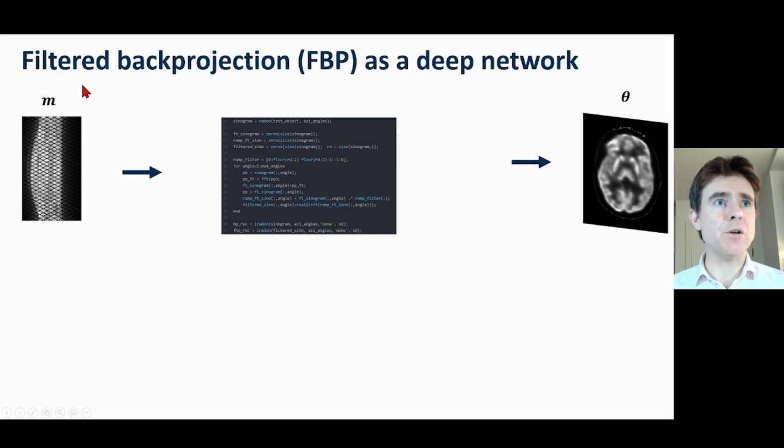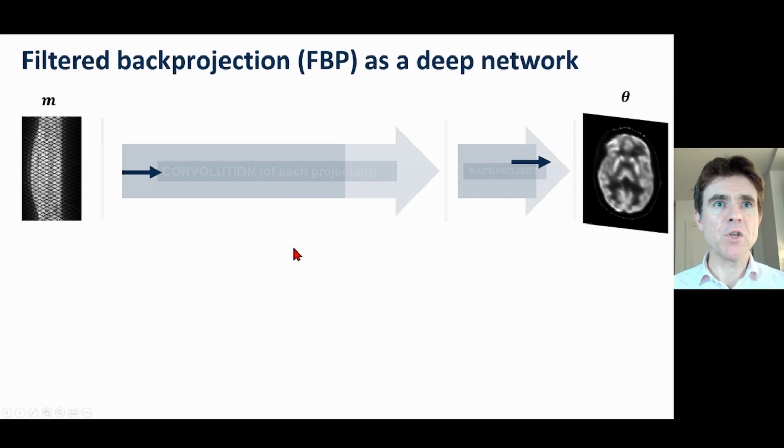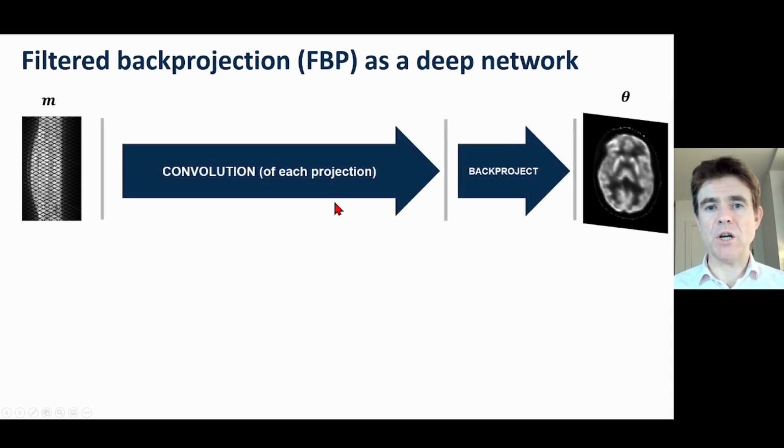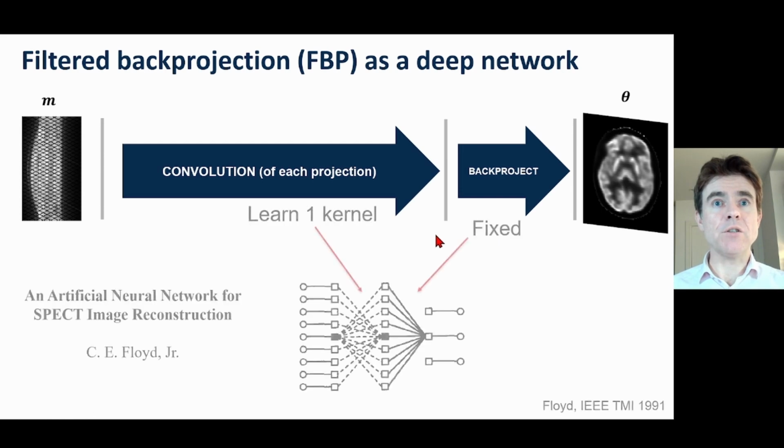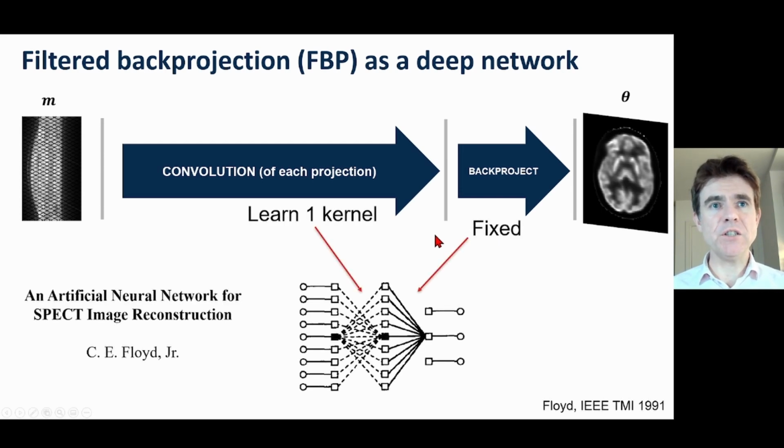So here then is an understanding of filtered back projection as a deep network, because we've got a sequence of lines of code. Conventionally what we do is we filter each of the rows of the sinogram and then back project. So that filtering can be understood as a convolution of each row of the projection of the sinogram, followed by a physics back projection operator. And in fact, this is what was done way back in 1991 by Floyd. This publication was in Transactions on Medical Imaging.